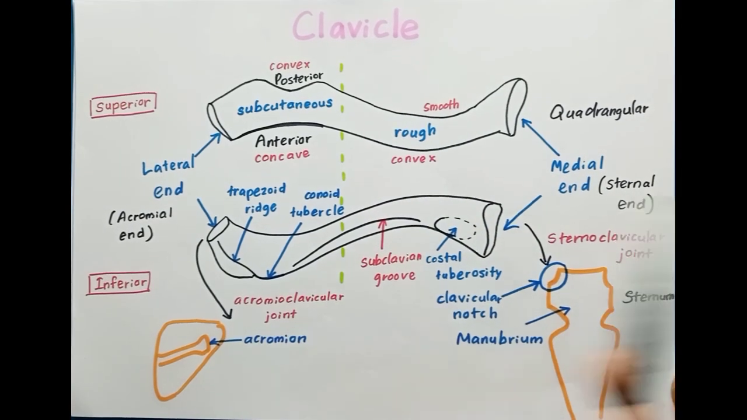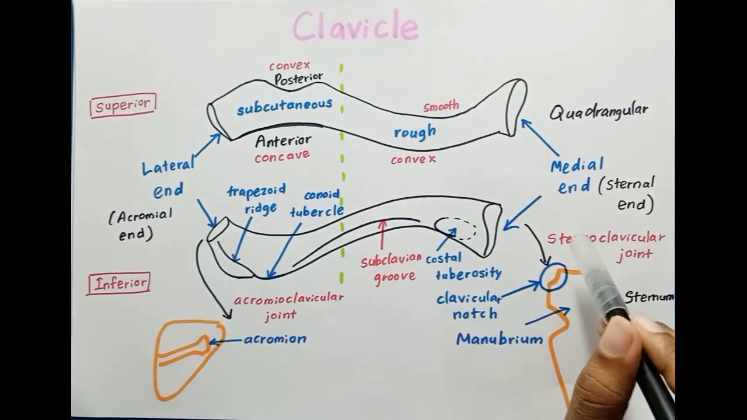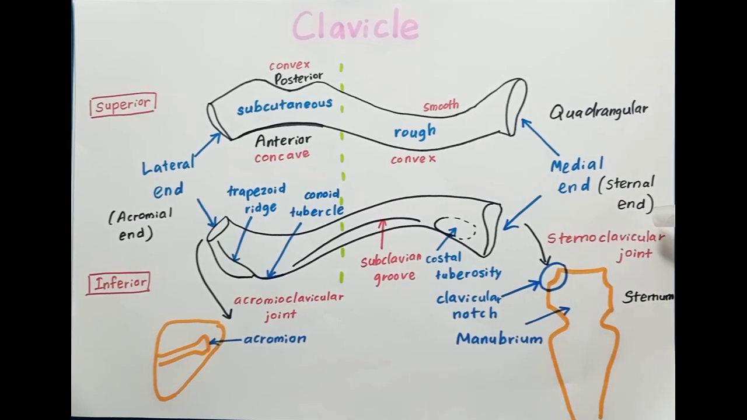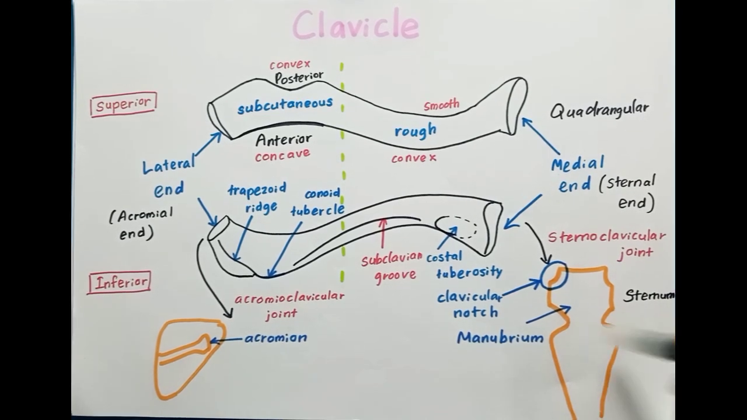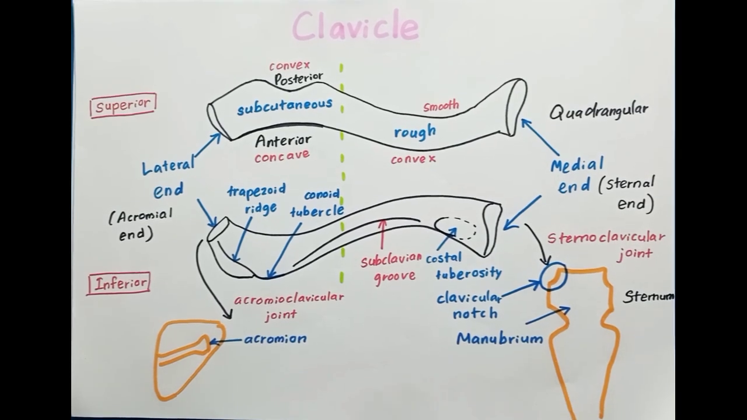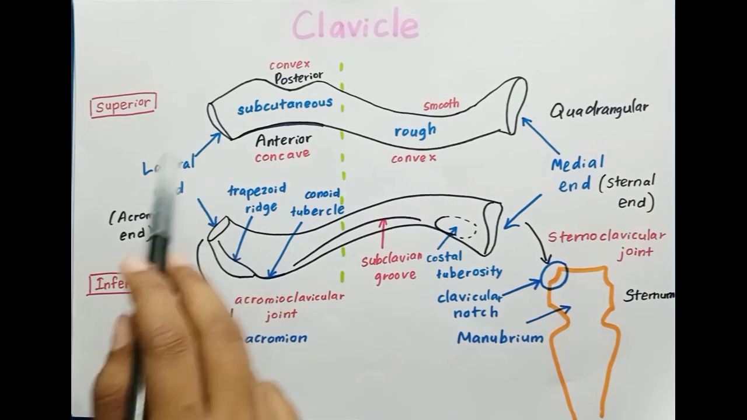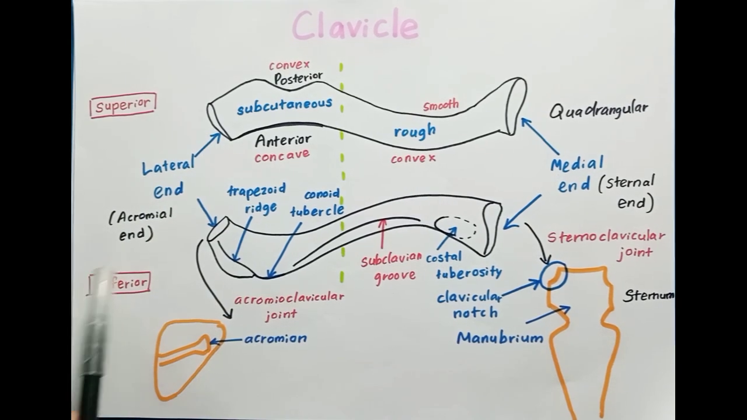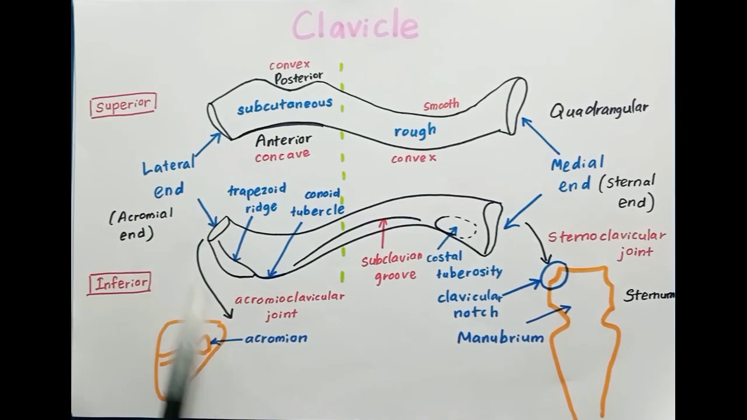I'll give a brief idea again. So this is the medial end and it is also known as sternal end as it joins with the sternum. It articulates with the clavicular notch of manubrium and therefore it is known as sternoclavicular joint. And the lateral end is also known as acromial end as it articulates with acromion of the scapula. So it is known as acromioclavicular joint.